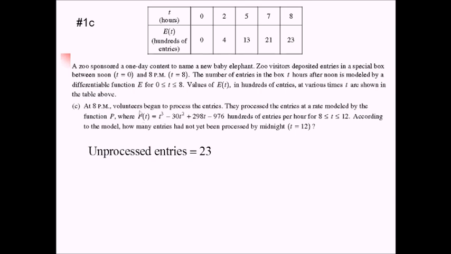I'm going to need to subtract the integral of p of t between 8 and 12. And I'll put a dt in there as well. Integral from 8 to 12 of p of t, that is the total number of entries processed between 8 and 12, so I'm subtracting that from 23. And now I've got to do that on my calculator.